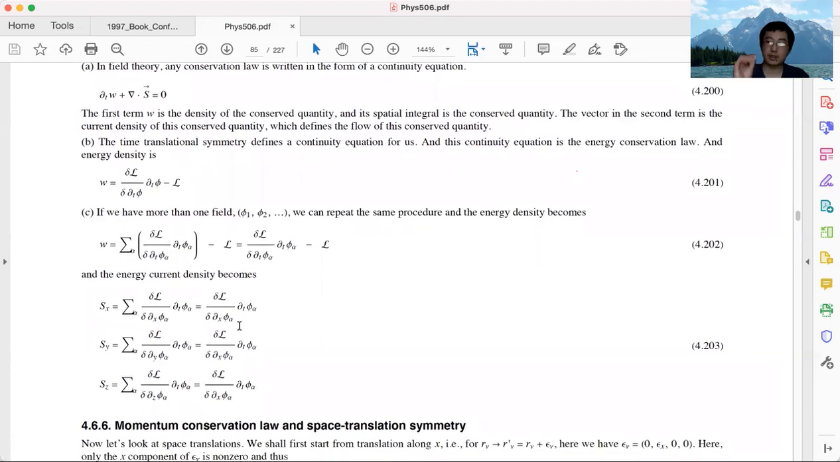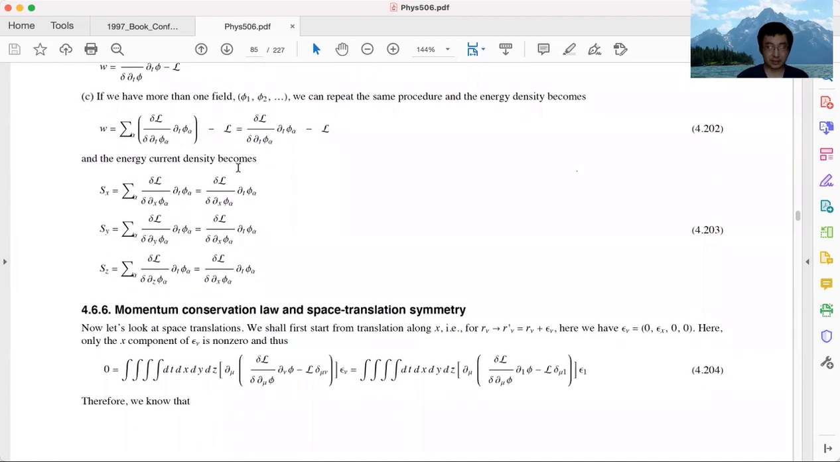So the bottom line: no matter how complicated your action is, no matter how many fields it contains, we can use the same formula here. Just remember we need to do the same for every single field and add them together. That's the total energy density and the total energy current density. So this is a generic formula for multiple fields. Later, in the next lecture, we will apply this formula to E and M fields, where alpha is 0, 1, 2, 3. 0 is the scalar potential, and 1, 2, 3 are the vector potentials.